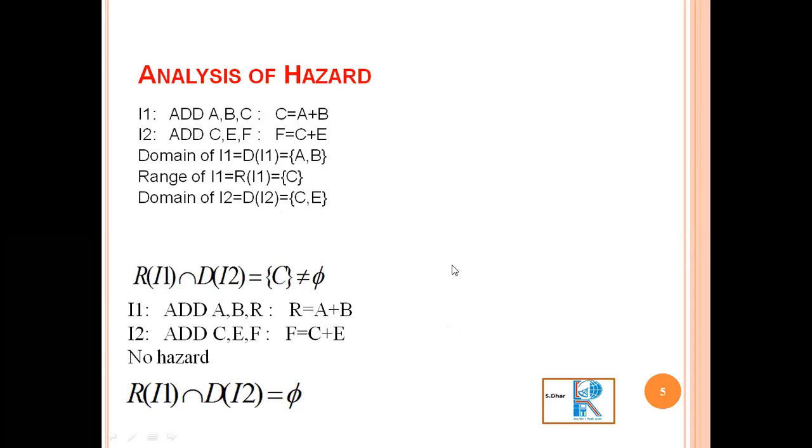So this is the mathematical explanation of hazard. That means if two sets of registers and instructions are given, you find out the intersection of range and domain. If you find that the intersection is null, then no hazard occurs.